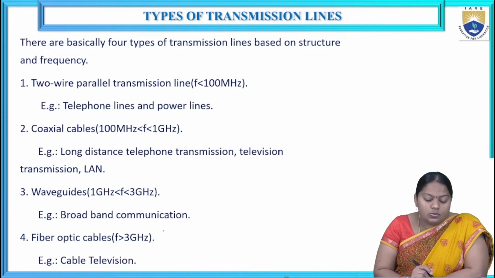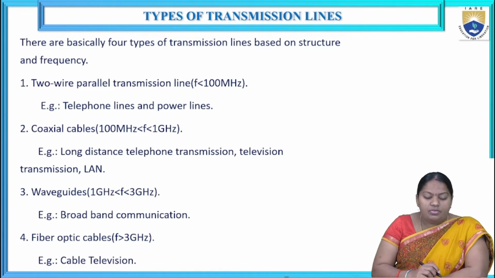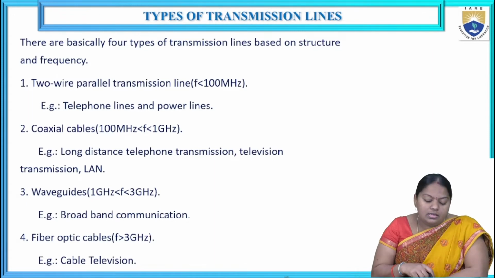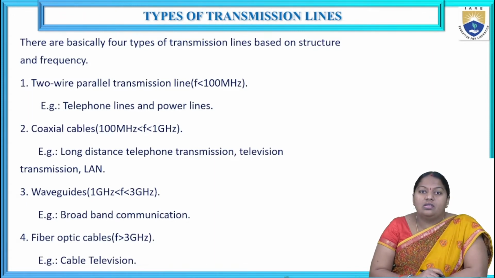In this we can transmit signals up to 3 gigahertz. Meaning, in order to send ultra high frequency ranges of more than 3 gigahertz, we use the last case, called fiber optic cables. In this, signal frequencies of more than 3 gigahertz can be transmitted through fiber optic cables.